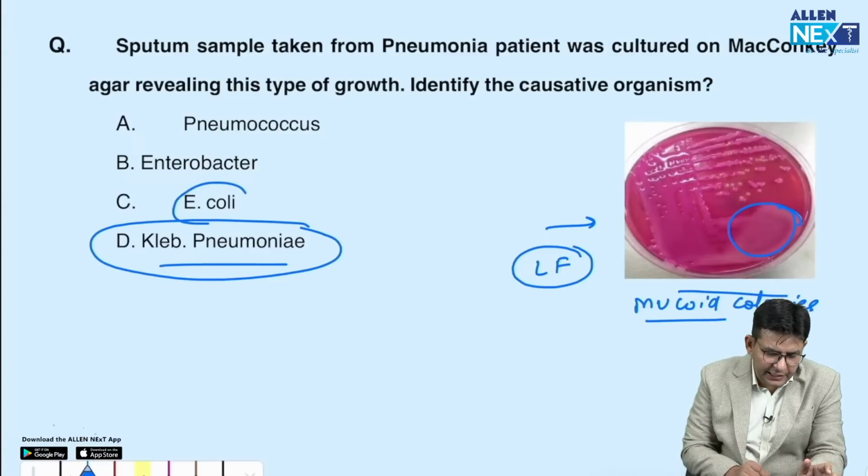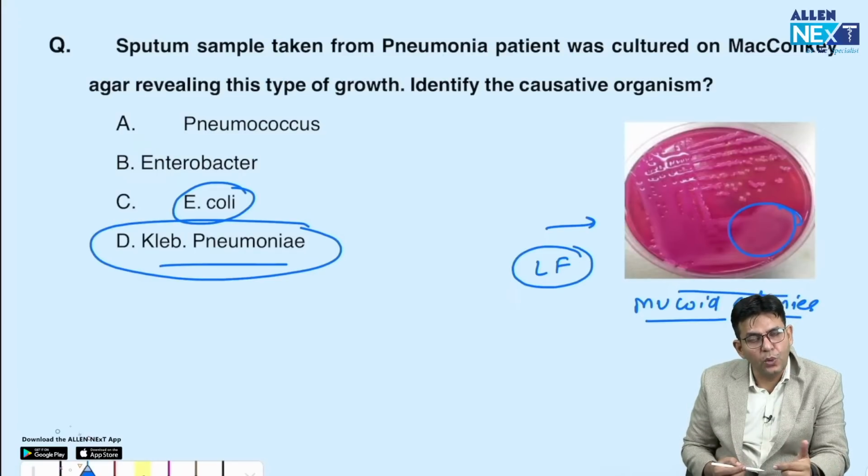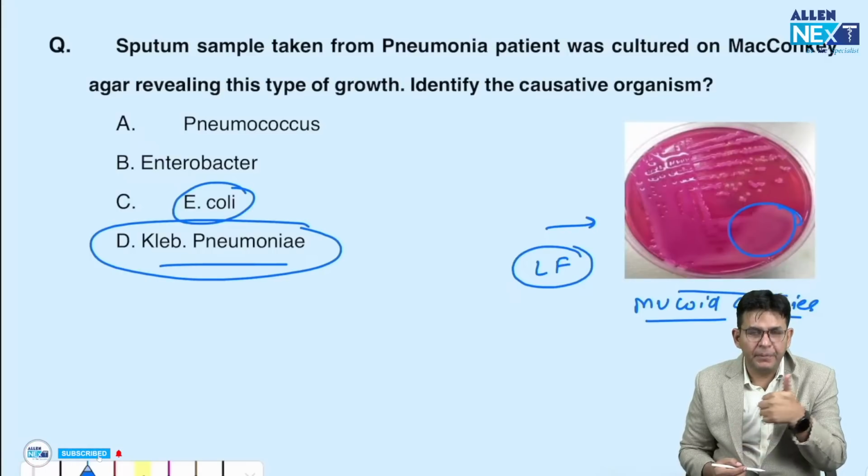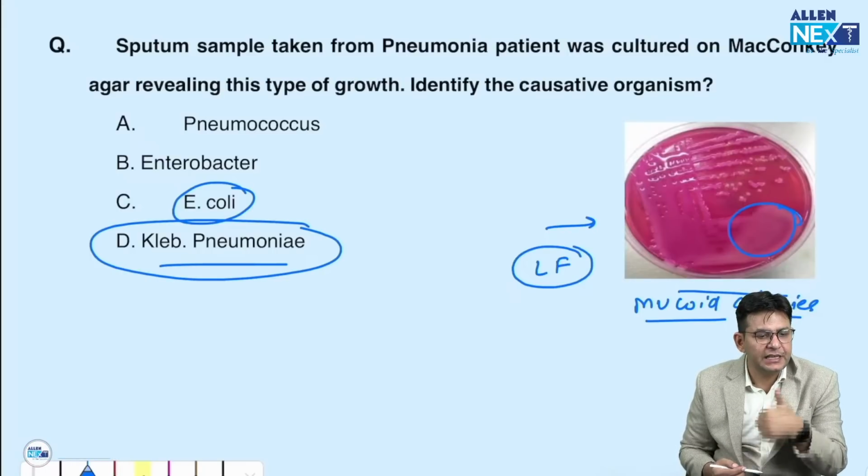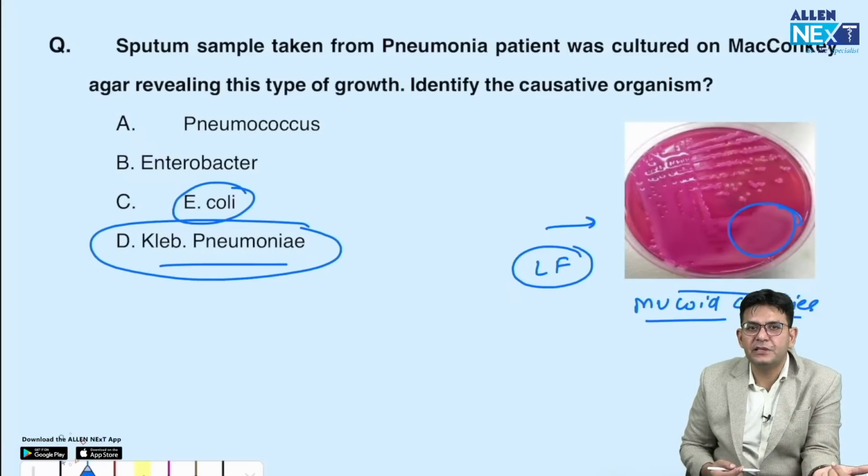Now you can say, E. coli can also show these types of pictures. No, mucoidness will not be there in E. coli colonies. Lactose fermenter it is, but mucoidness will not be there. Mucoidness is a feature of Klebsiella pneumoniae.